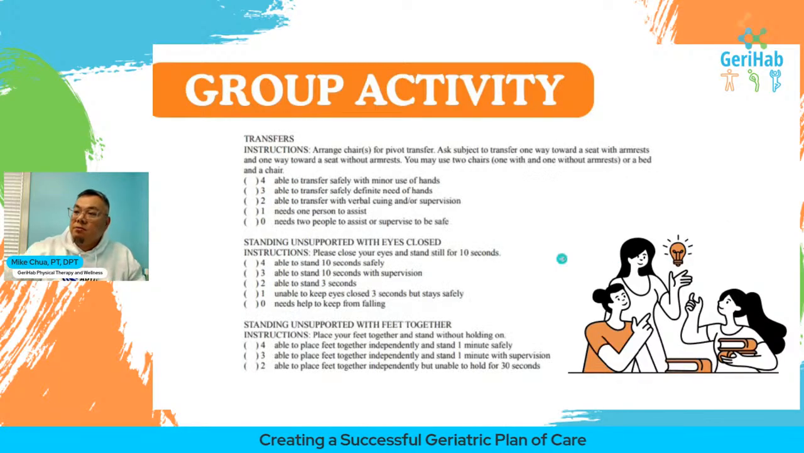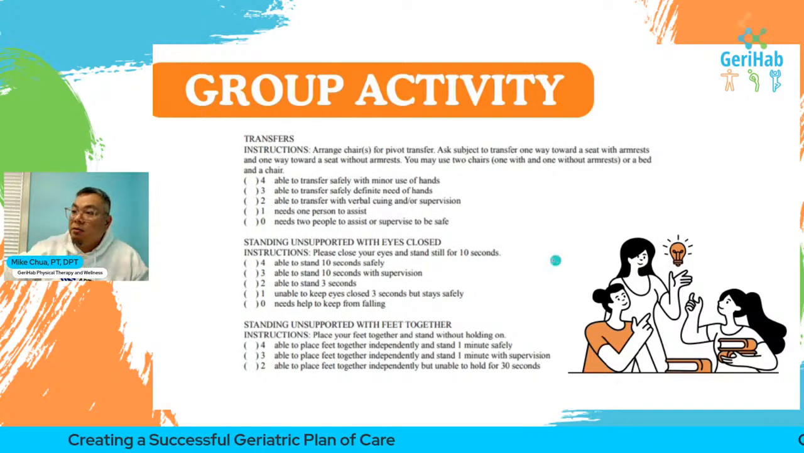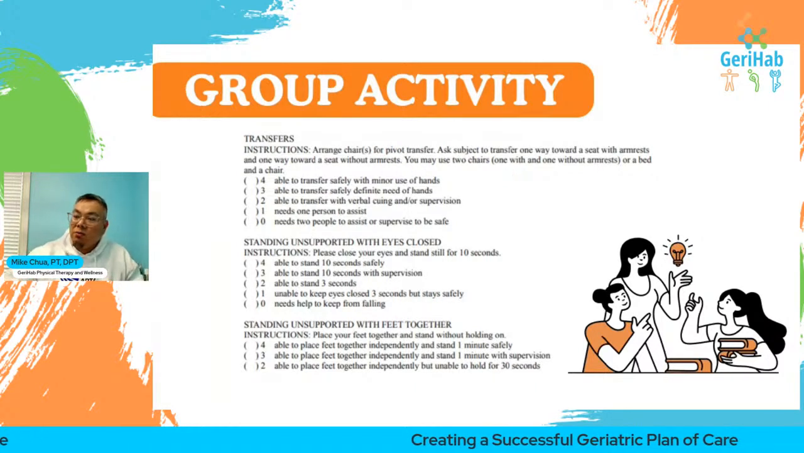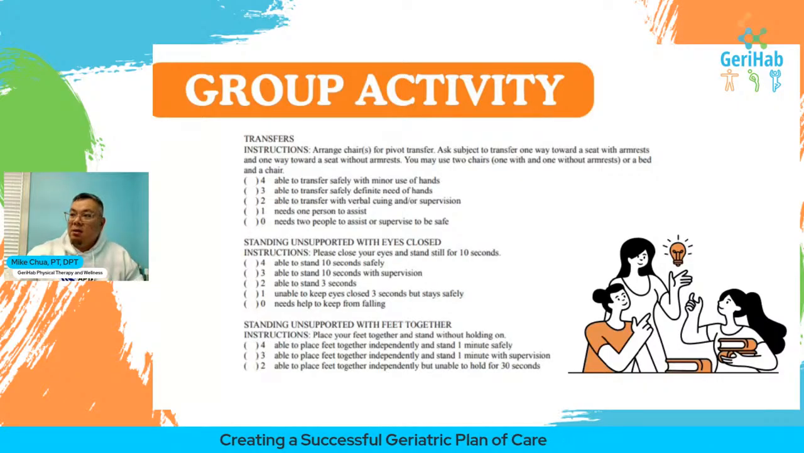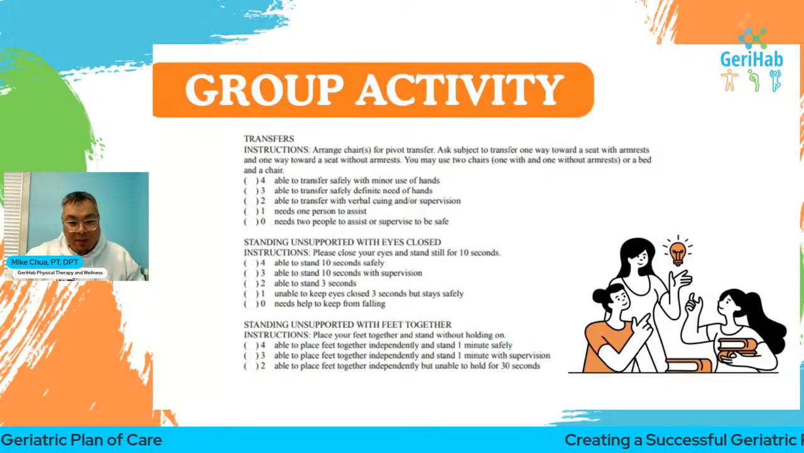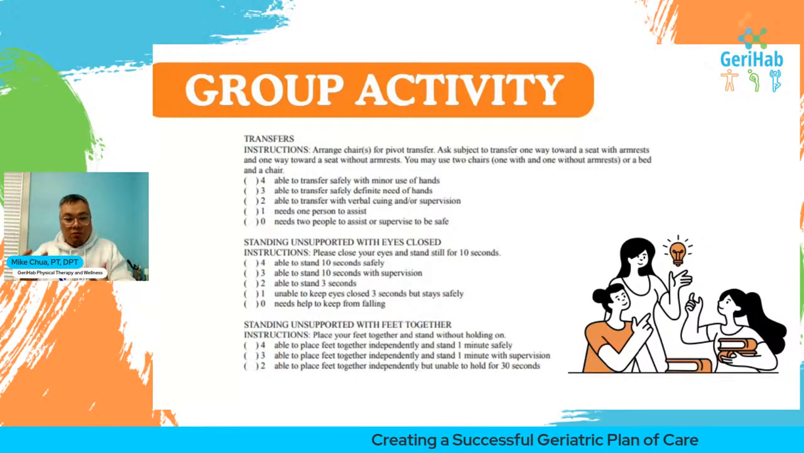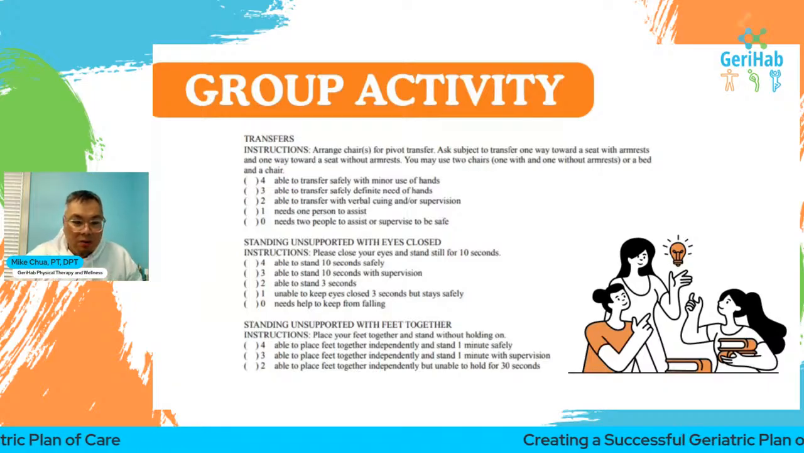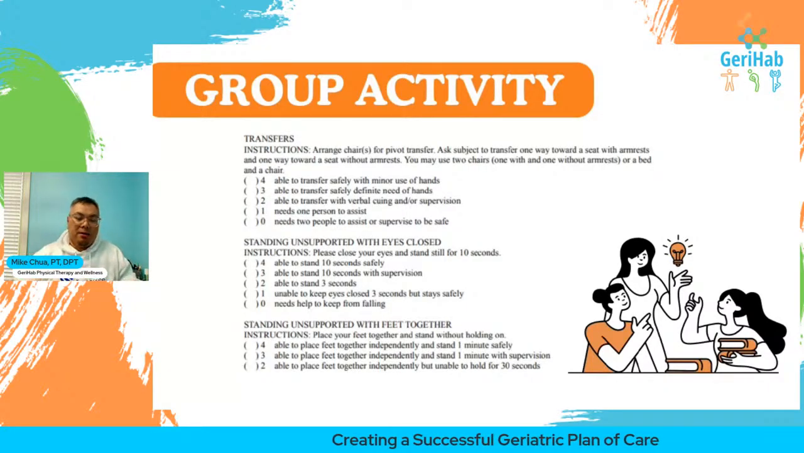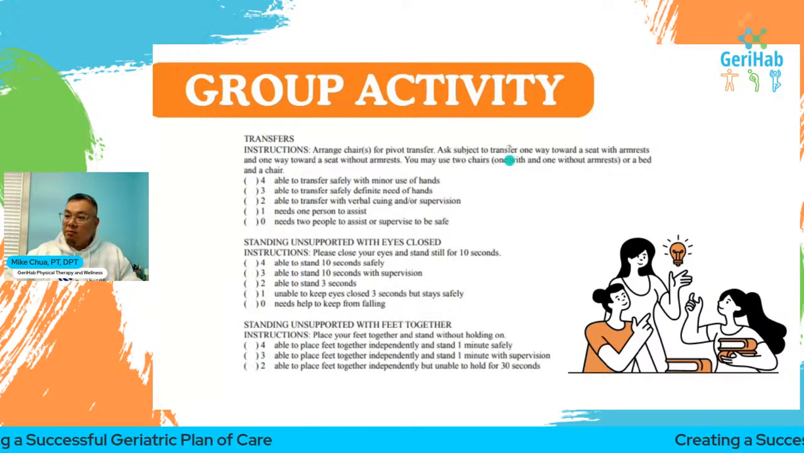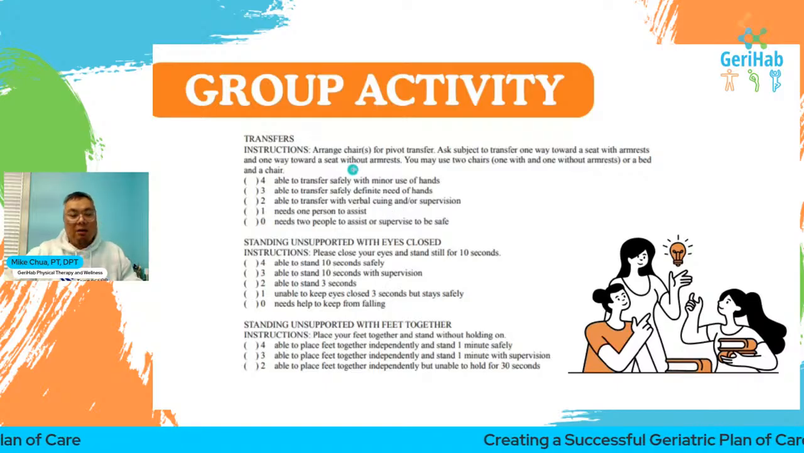Okay. Transfers. Remember we talked about transfers? Arrange the chair for a pivot transfer. Ask the patient to transfer one way towards a seat with an armrest and one way toward a seat without an armrest. So what I do is ask them, okay, can you stand up, move to this bed, move to this mat? In our evaluation room, we have a chair with armrest, and I would ask them, hey, can you stand up and go to this massage bed or this mat and sit up for me while I check their blood pressure and everything, right? And then from there, I can see how they move around, right?